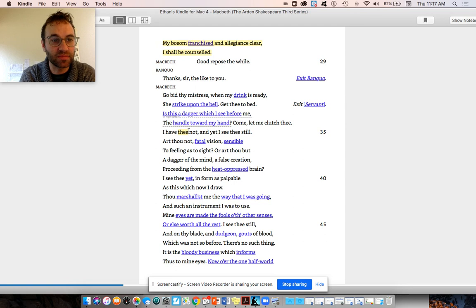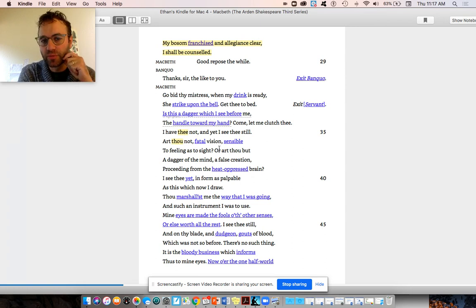This is an amazing image. He's hallucinating a dagger. Art thou not fatal vision, sensible to feeling as to sight? See, now he's still talking to the dagger. That's the thou and the thee. And art means are. So he's like, aren't you? Fatal means murderous, or could also be related to fate. But here it seems like he's saying he's having this vision of his fate. And he's asking it if it's sensible, if it's possible really to feeling as to sight. Like I can see it, that's one sense, but I can't feel it, that's another.